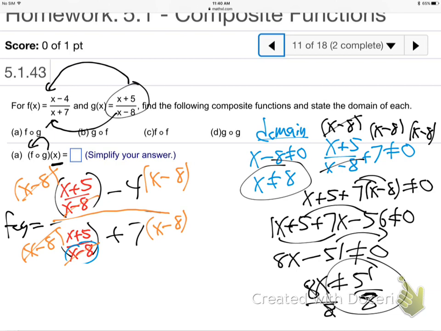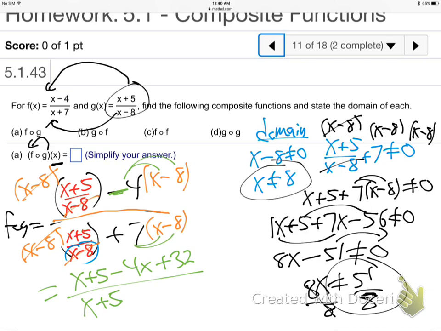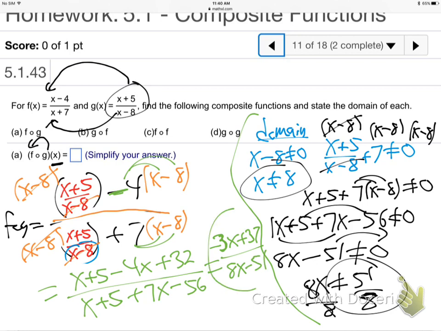And then what do we have left? We have x plus 5. And this minus 4 is going to distribute. And it is a minus. Don't forget that minus is his baby. It's going to go with him wherever he goes. Plus 32 over x plus 5. And then the 7 distributes. Plus 7x minus 56. This thing's a mess. Clean it up. What do you got? Minus 3x plus 37 over 8x minus 51. That's it. That's simplified. That's cleaned up, simplified.